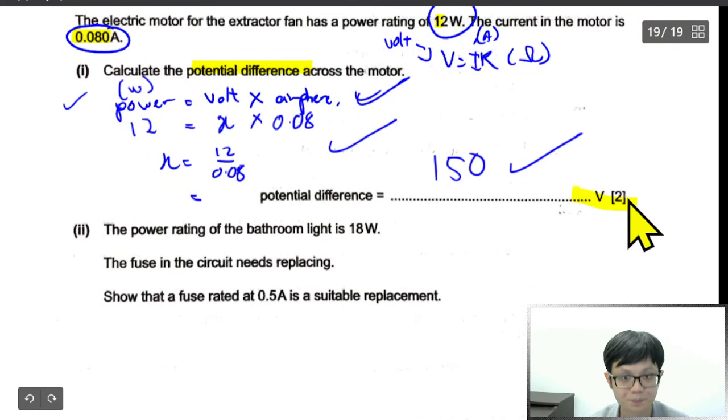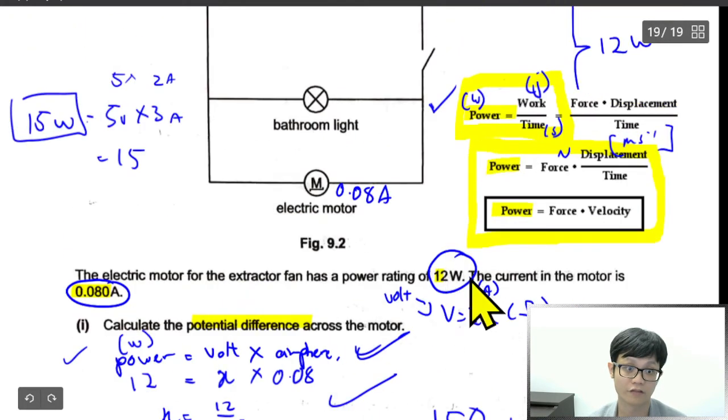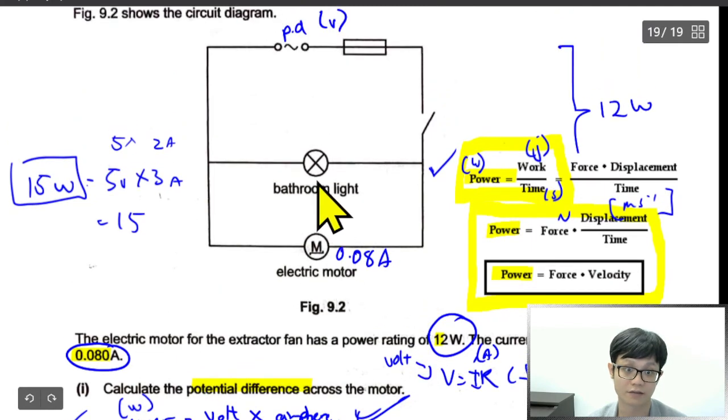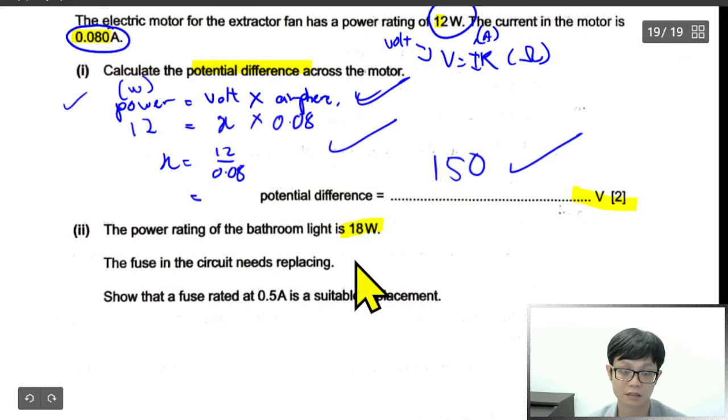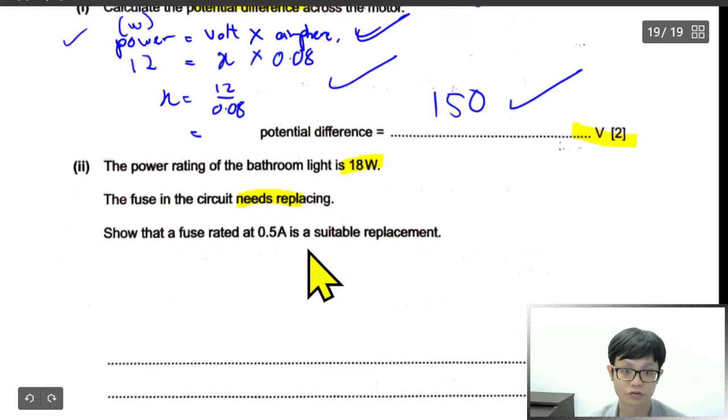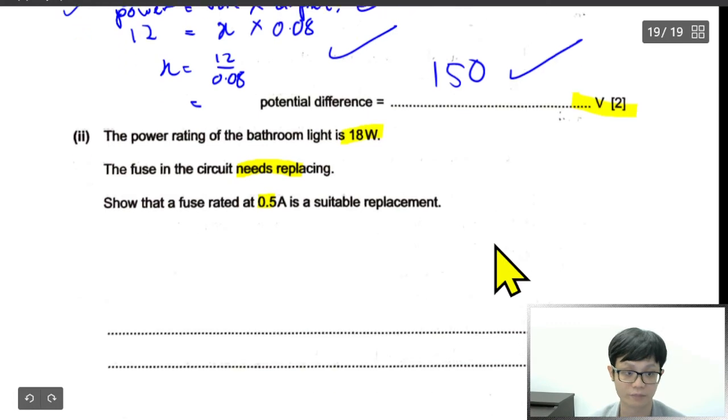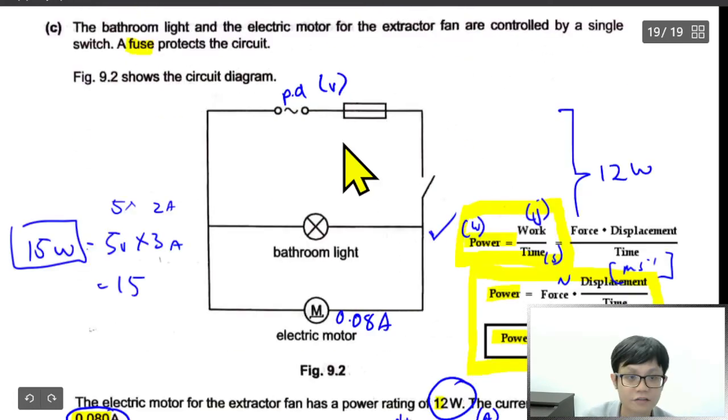Okay, 2 marks. The power rating in the bathroom is 18 watt. The fan is a motor fan, 12 watt. The light is 18 watt. The fuse spoil already, need replacement. Show that a 0.5 ampere fuse is suitable for the replacement. Yeah, sorry, this is not the resistance.